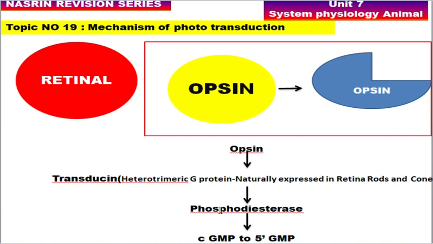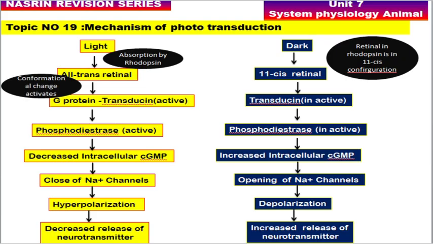As mentioned earlier, this phosphodiesterase enzyme will convert the cyclic GMP into an inactive form, that is 5' GMP. So this is the mechanism. In the light, the G protein, that is transducin, will be in an active conformation. As a result, the phosphodiesterase will also be in an active conformation. If this enzyme is present, then ultimately it will cleave all the cyclic GMP into the inactive form. As a result, the intracellular concentration of cyclic GMP will decrease in the presence of light.